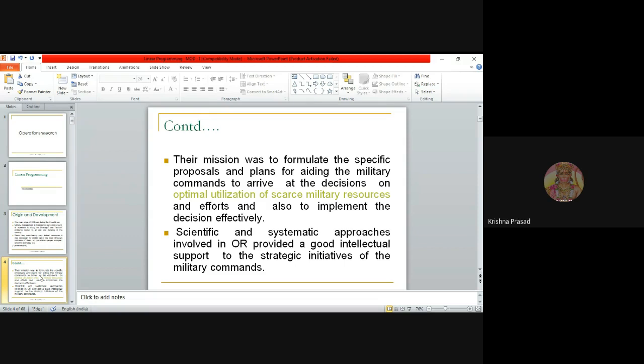The next one is the military commanders arrived at a decision, that is optimum utilization of military resources, and how they wanted to use it. They wanted to take a decision, how to make decisions effectively. The two words which are important in this particular decision are effectiveness and efficiency. What do you mean by effective and what do you mean by efficiency?